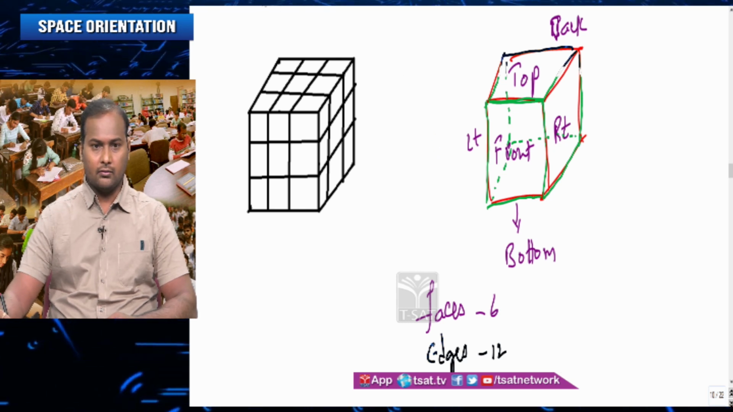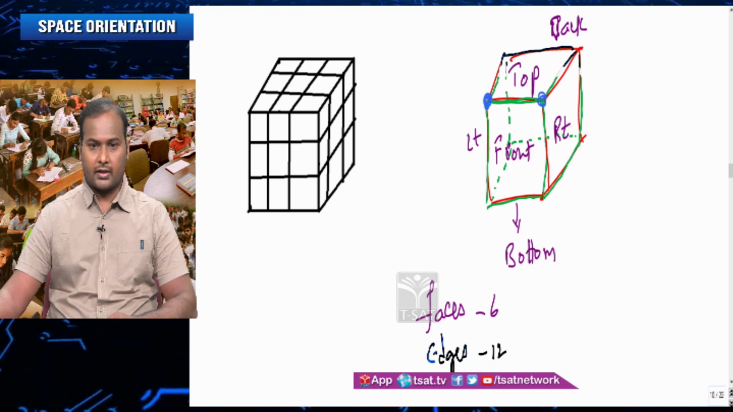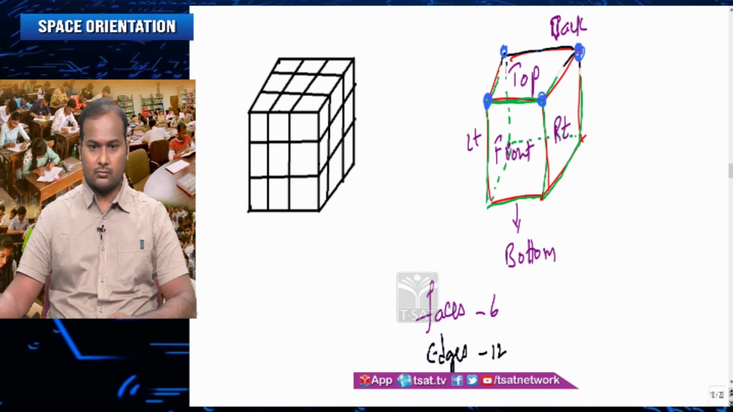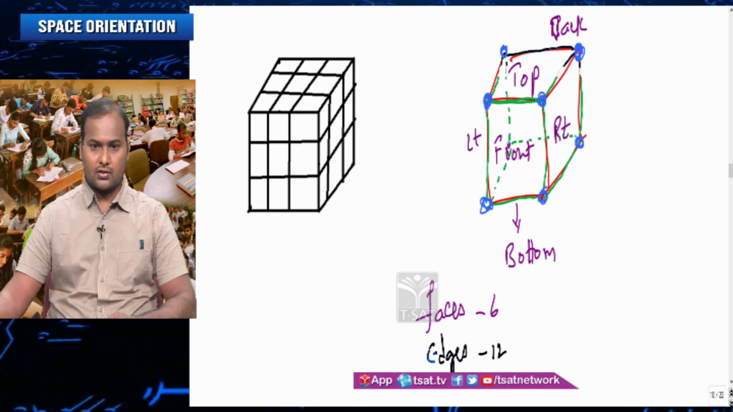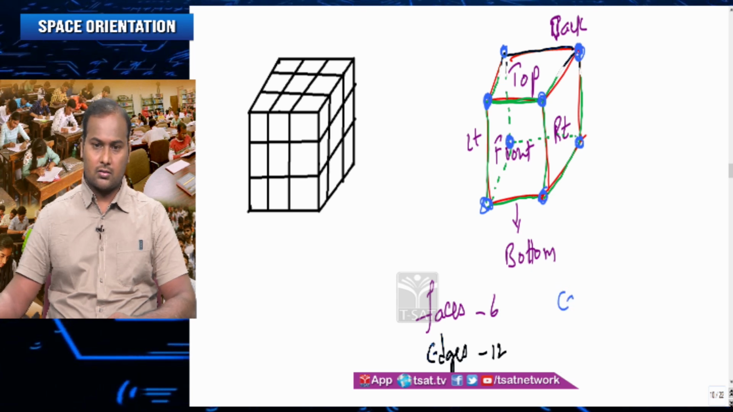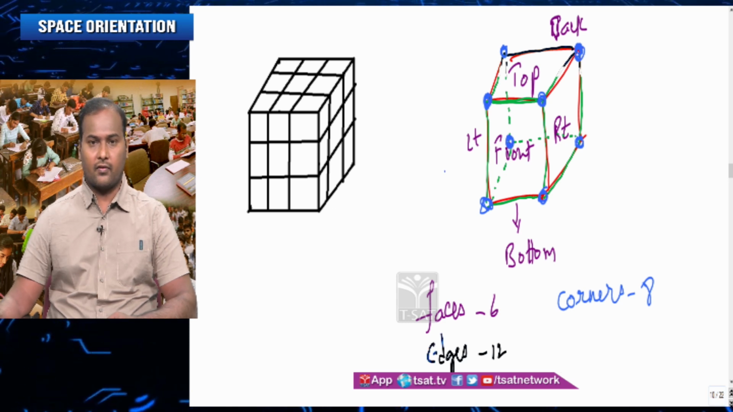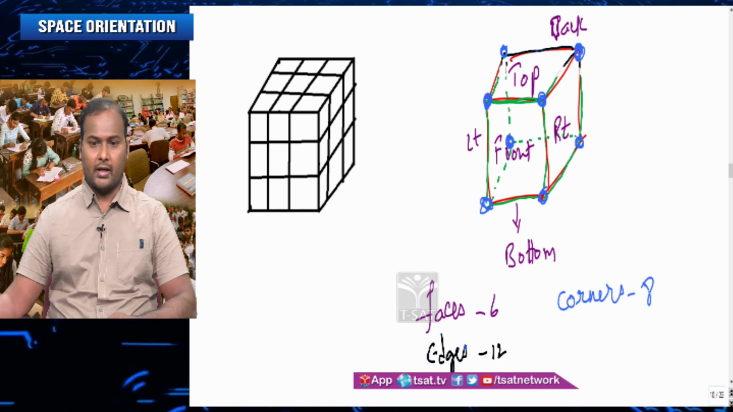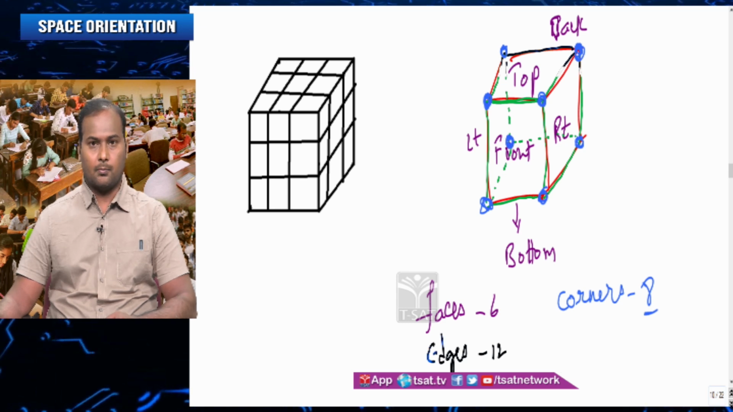And if asked how many corners, this is very important again. This is one corner, this is the second corner, third corner, fourth corner, fifth, sixth, seventh, and that one is not visible on the other side. So this is 8. In total you have 8 corners. You have to remember this blindly: for any given cube, we have 6 faces, 12 edges and 8 corners. This is the standard you have to remember in your mind.